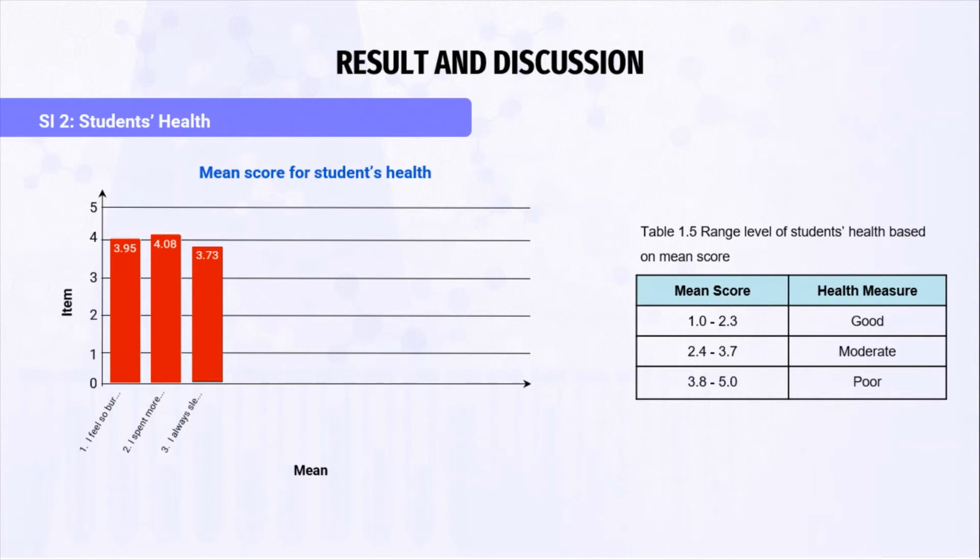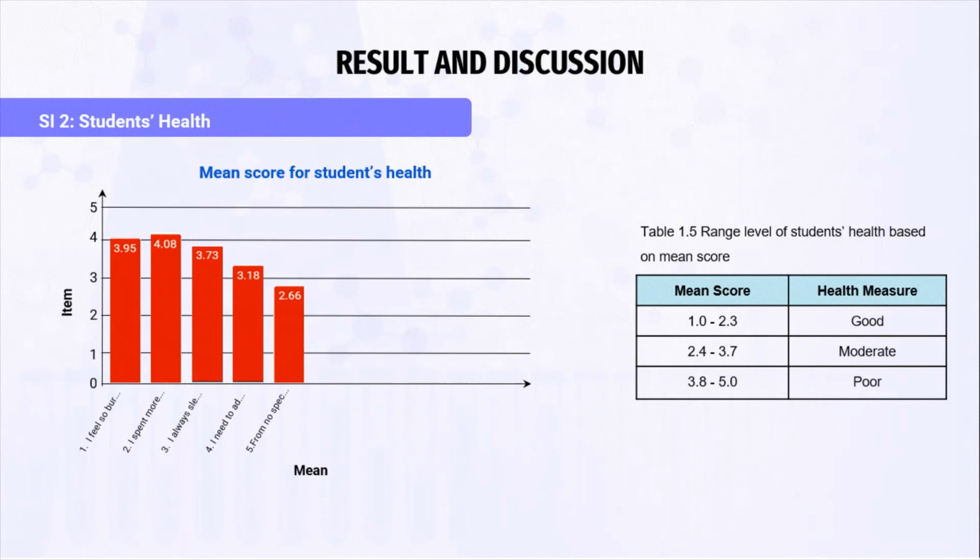For the third item, with the mean score 3.73, the health measure also indicates moderate. Item number 4, with the mean score 3.18, shows that the students' health measure is at a moderate level, as a large number of respondents agreed that they need to increase their spectacles power due to online learning. For item 5, the mean score is 2.66, which is also a moderate level of health measure, because most of the respondents had a neutral opinion when asked whether they need to wear spectacles.